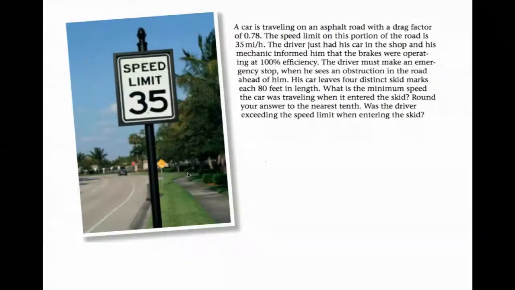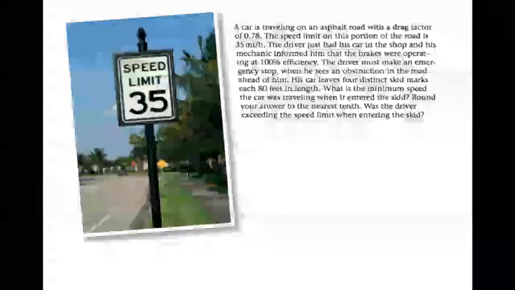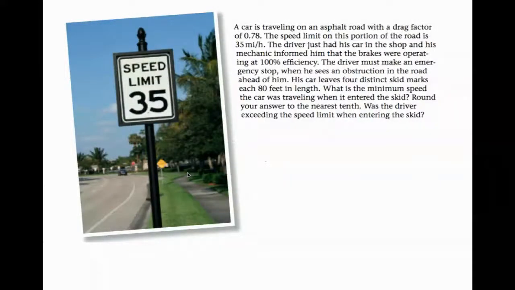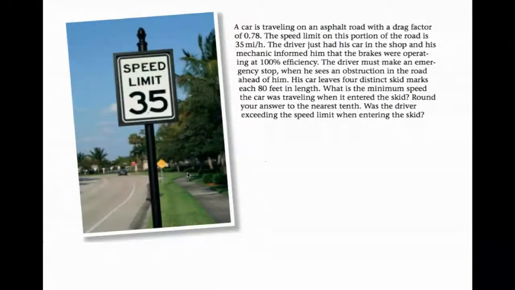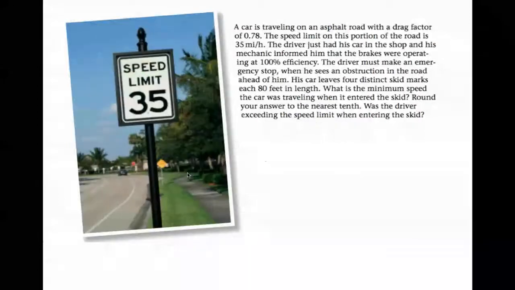A car is traveling on an asphalt road with a drag factor of 0.78. The speed limit on this portion of the road is 35 miles an hour. The driver just had his car in the shop and his mechanic informed him that the brakes were operating at 100% efficiency. The driver must make an emergency stop when he sees an obstruction in the road ahead of him. His car leaves 4 distinct skid marks, each 80 feet in length. What is the minimum skid speed this car was traveling when it entered the skid? All right, so we're going to use the formula here.